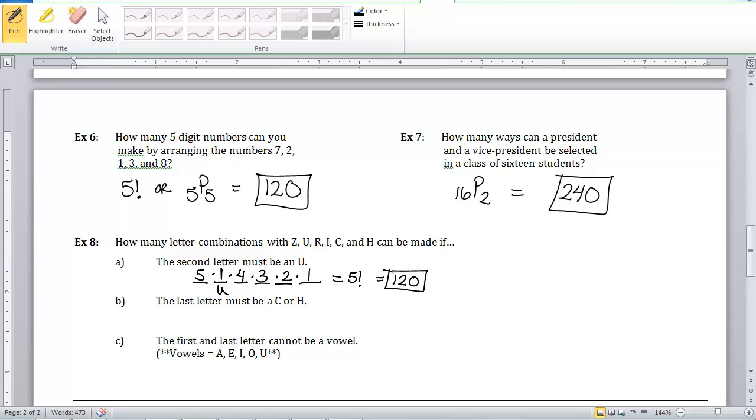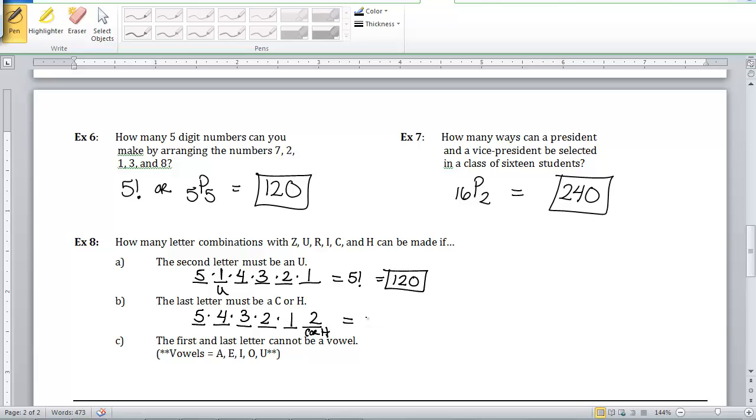Let's now look at B. The last letter can be a C or an H. So again, I have 6 letters. This one can be C or H, so I have 2 options for the last letter. But remember, you really only used one of those, C or H. So when you go back to fill in the first, you only have 5, then 4, 3, 2, 1.